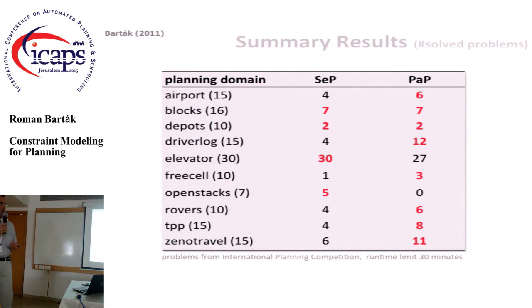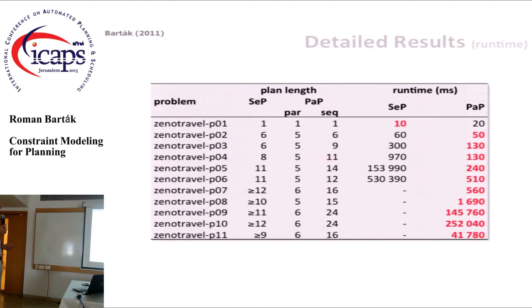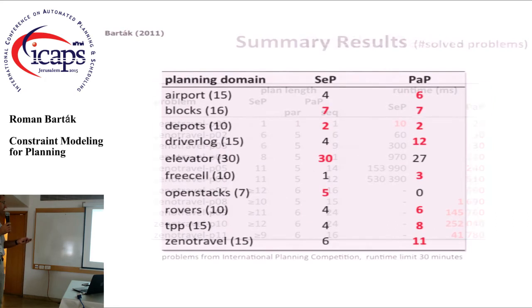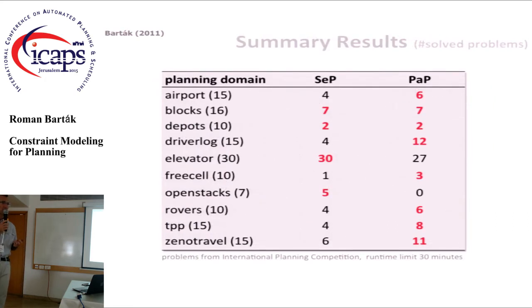So let me now show what's the big improvement. This is the comparison of runtimes of the sequential planner and the parallel planner. I should say that for the number of solved problems, for each problem we use a 30-minute limit, right? So in 30 minutes, if we solve the problem, we have the solution. If not, we have no solution.